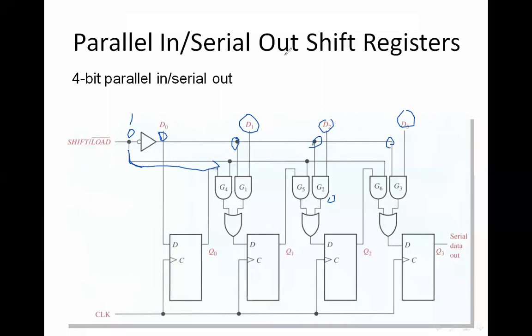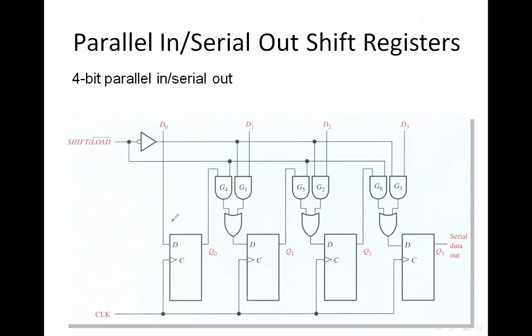Okay, this line gets deactivated, and this line gets activated. So I give a 1 here, which means a shifting operation happens. How is the shifting operation happening? Because the output is taken from here.